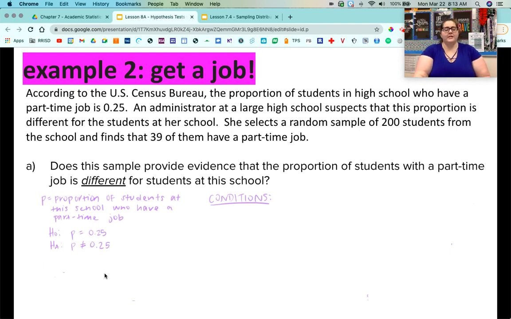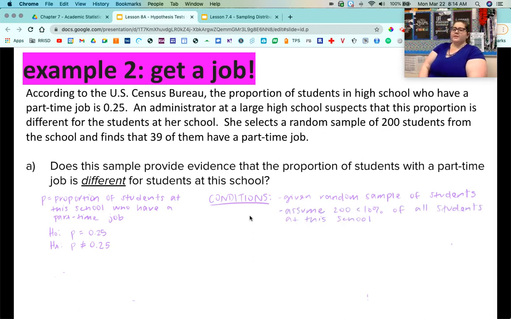So our first condition is that we have a random sample, and it does say that we have a random sample of students from the school, so we were given that. Our second condition is that our sample is less than 10% of the population. So our sample size of 200, we're going to assume is less than 10% of all the students at the school. In other words, that there are at least 2,000 students at the school.